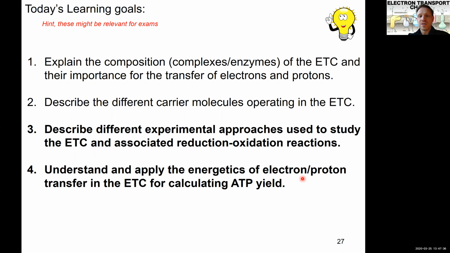So, learning goals. What we want to achieve here is that we want to be able to describe different experiments that can be used to study the redox and oxidation reactions in the ETC and the electron transfer processes. And we want to understand and actually apply how we can calculate the bioenergetics in this system for electron and proton transfer in the ETC and how this relates to ATP yield.